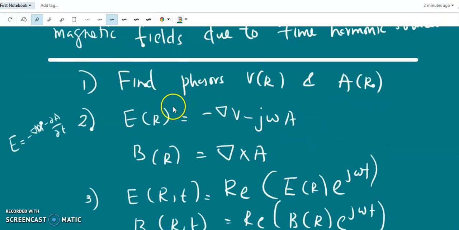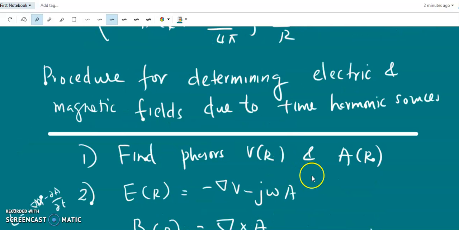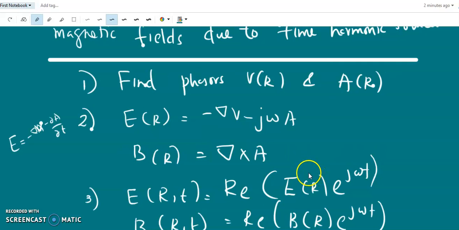So this is the procedure that we follow for the time harmonic problem, where the source functions are harmonic or sinusoidal functions, so that the corresponding fields are also harmonic or sinusoidal. Okay, thank you.